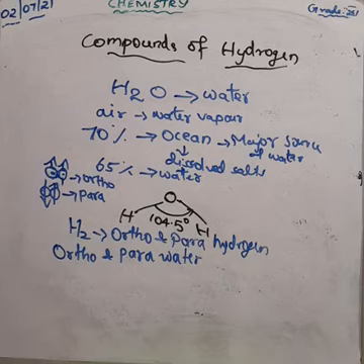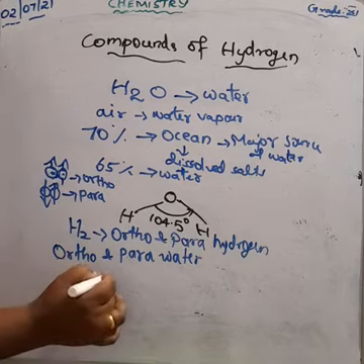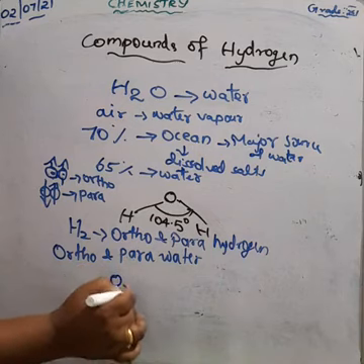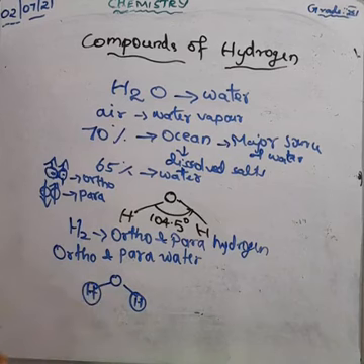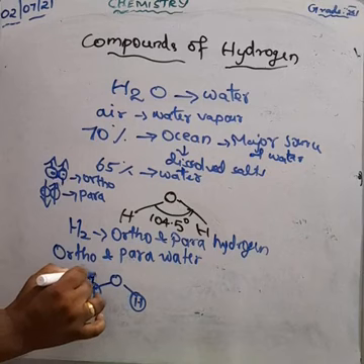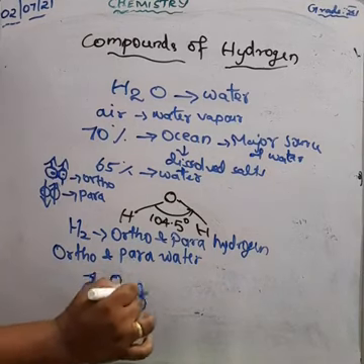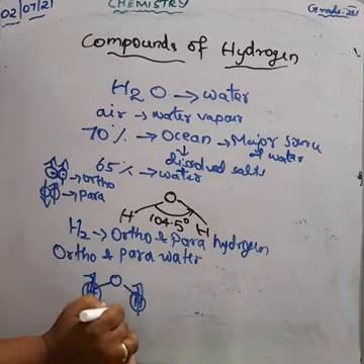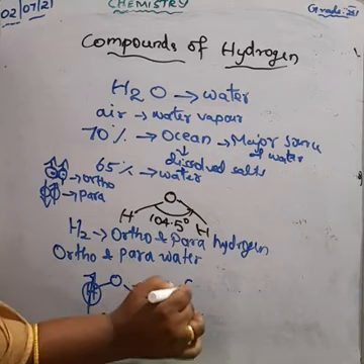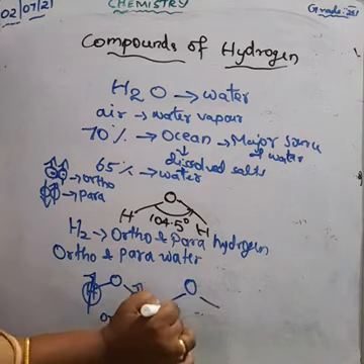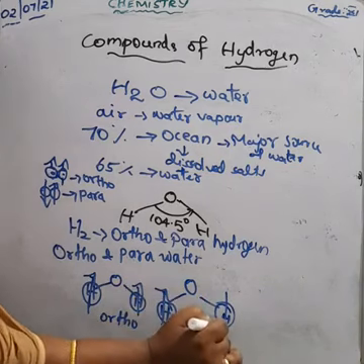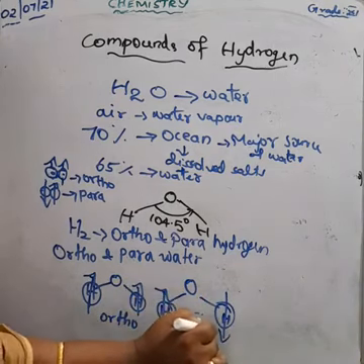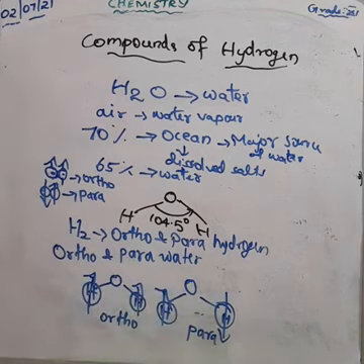Like that, in water, when oxygen combines with two hydrogen atoms, these two hydrogen atoms can form ortho and para. Ortho form means two hydrogen atoms spinning in the same direction. Para form means two hydrogen atoms spinning in opposite directions. That is called para water. Ortho water and para water. This is the introduction about water.